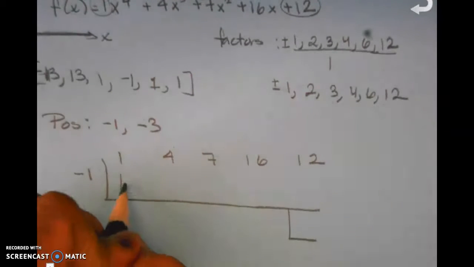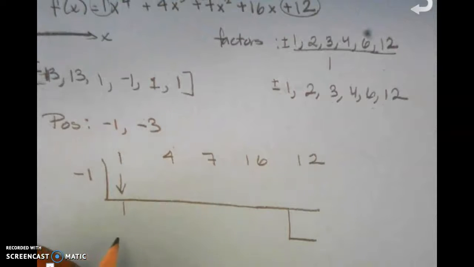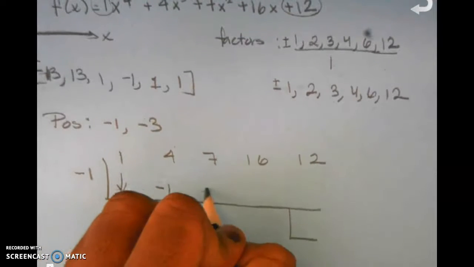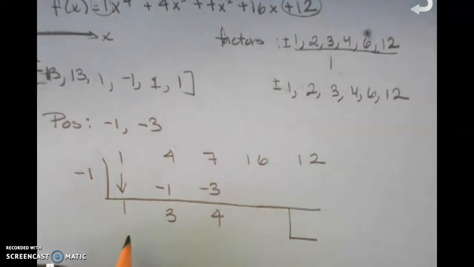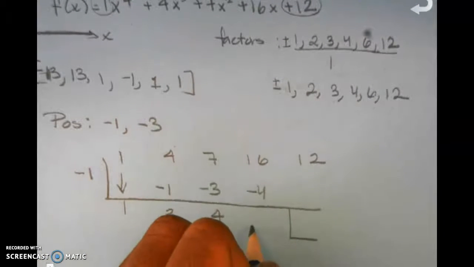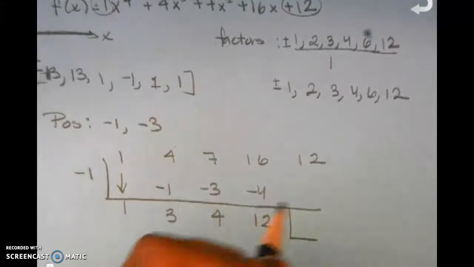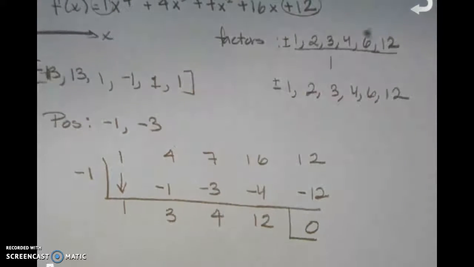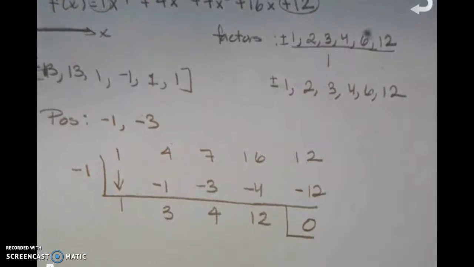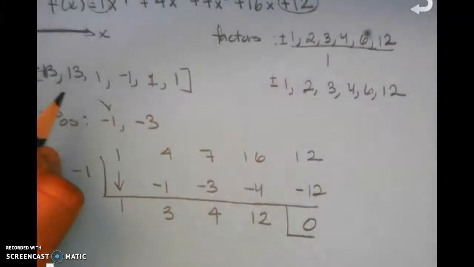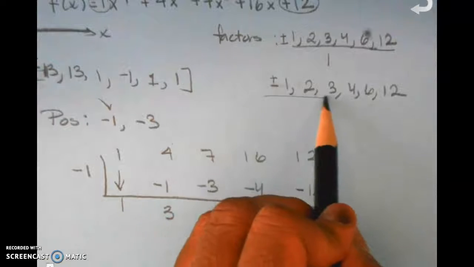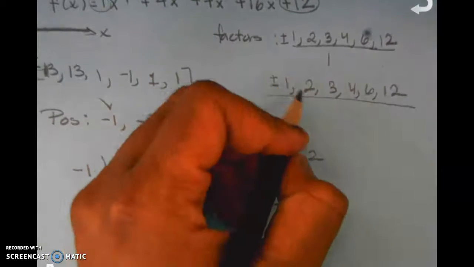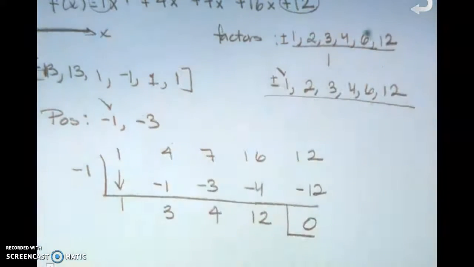Okay, remember my steps. Bring down, and then I'm going to multiply and add. Multiply, -1, add 3. Multiply, -3, add 4. Multiply, -4, add 12. Multiply, -12, add 0. Wonderful. I have just verified that that is indeed a 0. So this -1, check. Of all of the rational roots that I just listed, these are all the possibilities in the whole wide world. I have just found that -1 is one of them.